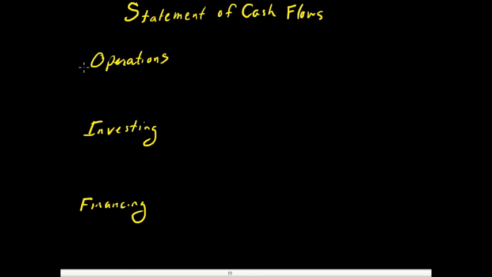It takes operations into consideration, so that shows the flow of cash from operations, and it also takes investing into consideration, the flow of cash from investing, and finally financing. So you might be asking yourself, why do I need this? I have a balance sheet. I have an income statement.